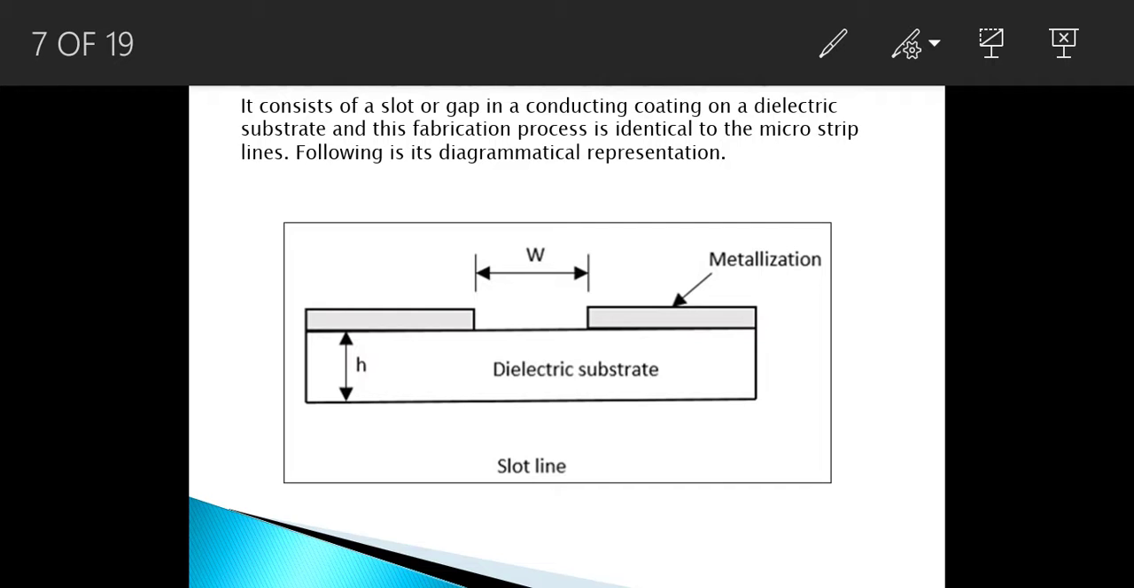There are various methods to determine the characteristic impedance and losses of the slot line.